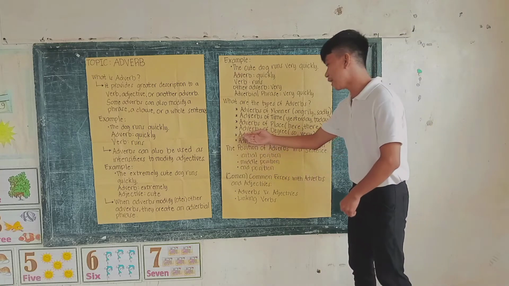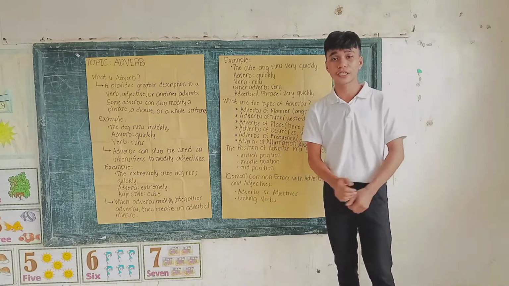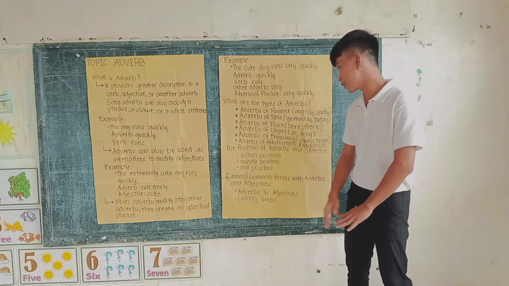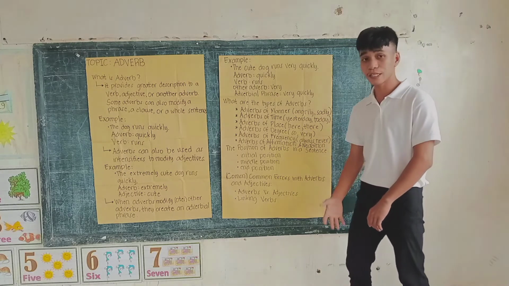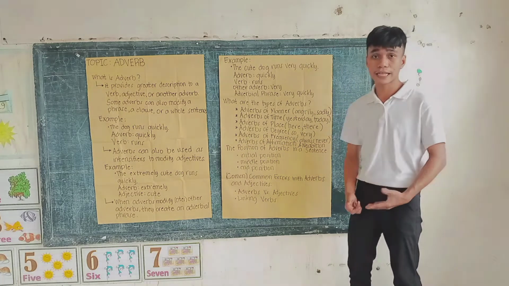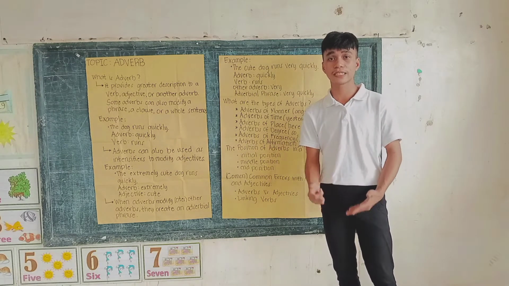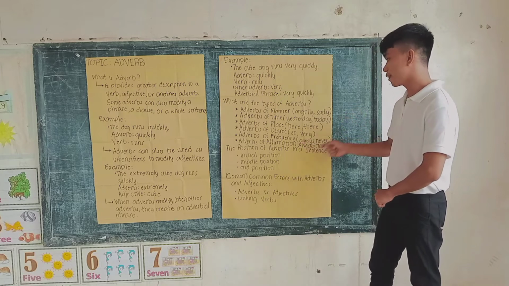Fourth, adverbs of degree. It answers the question how much does something happen. Like for example, so, very, etc. And the last one, adverbs of frequency. It answers the question how often something happens. So like for example, always, never.